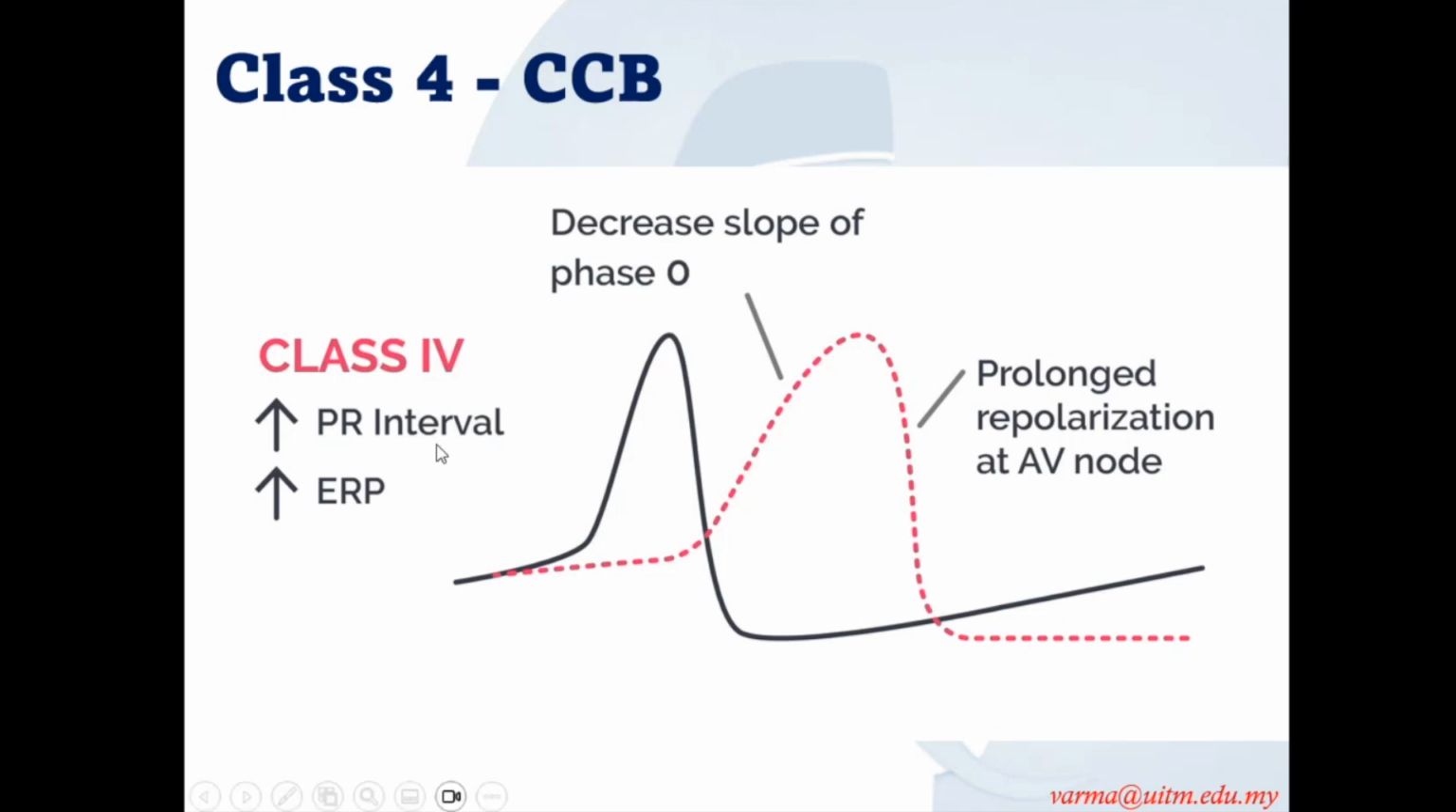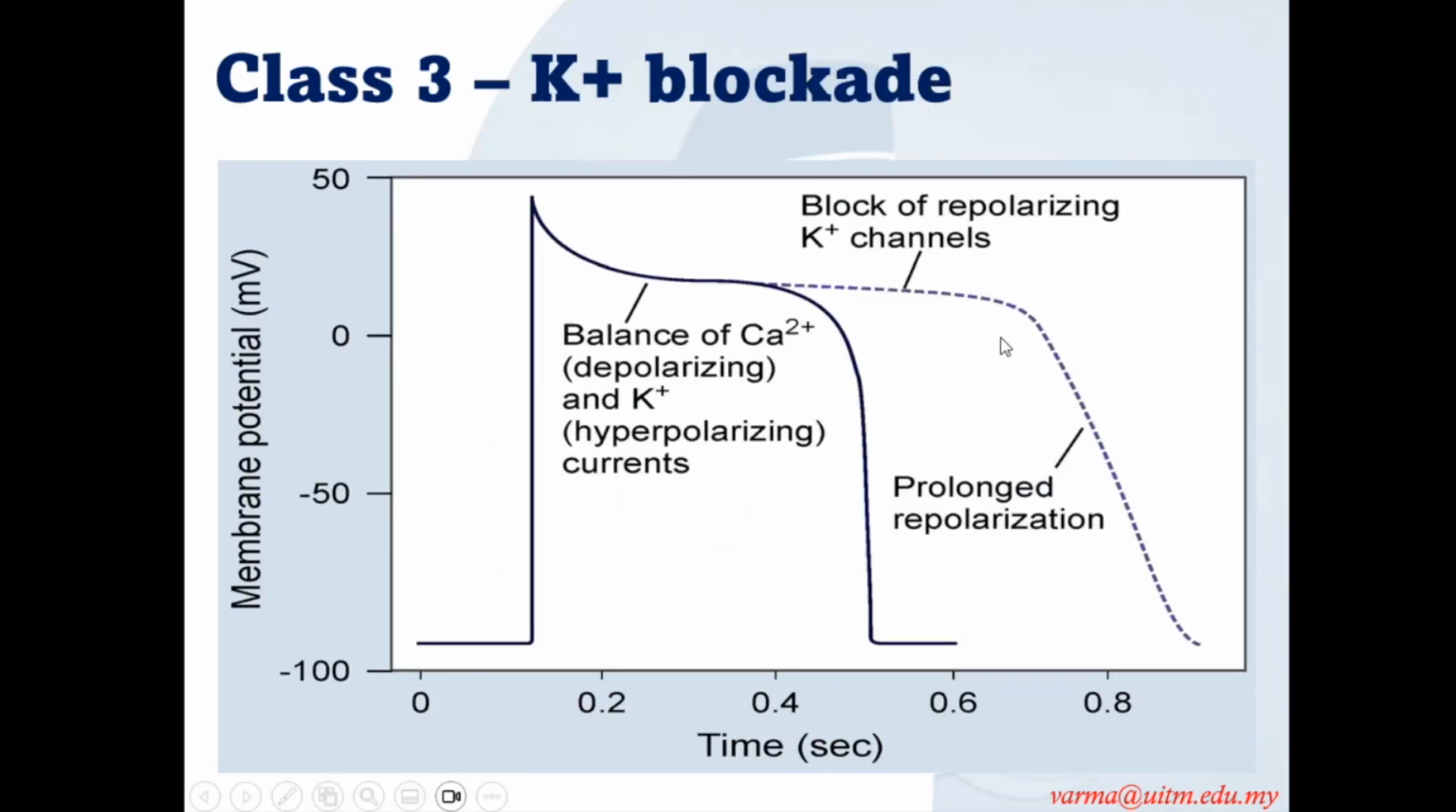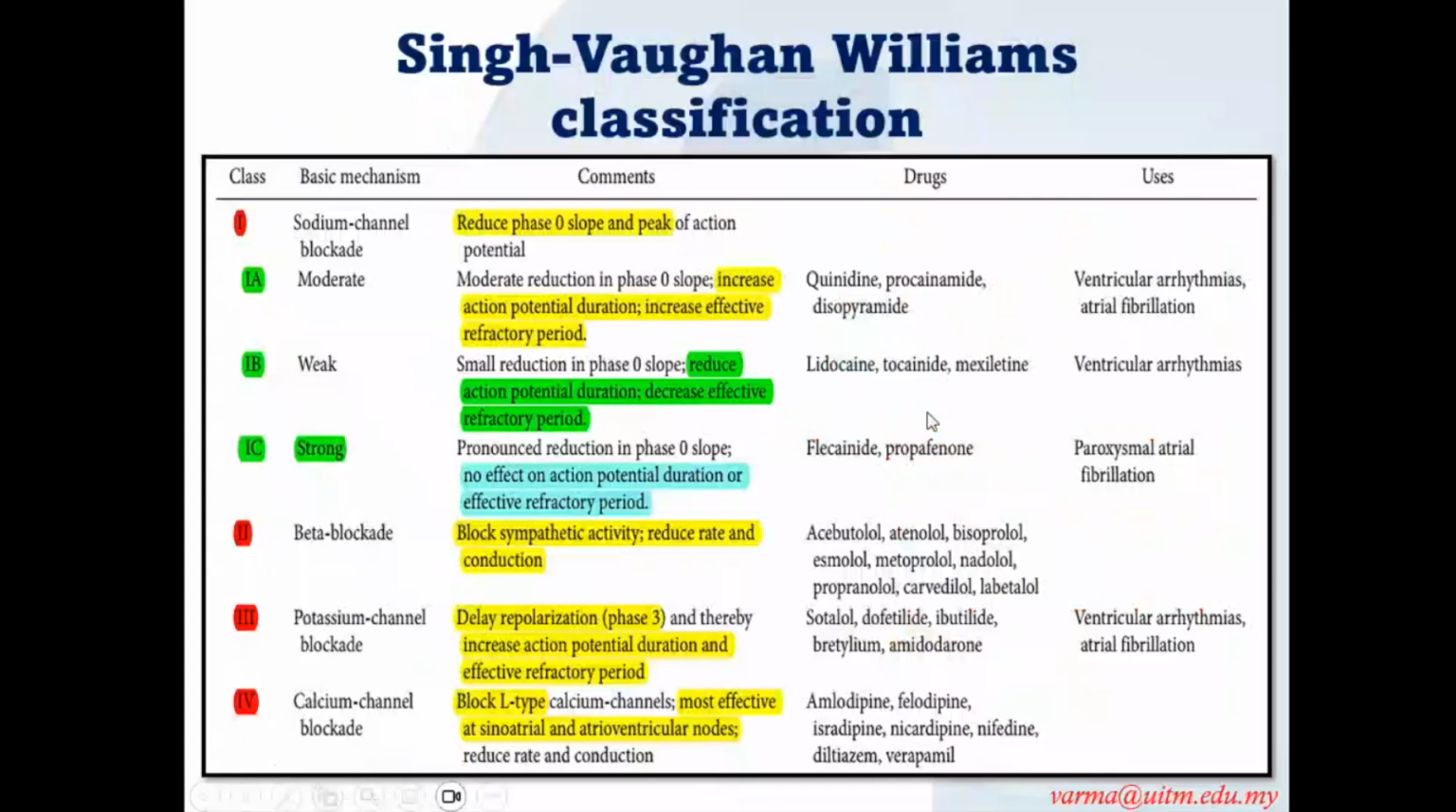So by increasing PR interval and effective refractory period. If you look at it here, we mentioned what they do: block L-type calcium channel, most effective at sinoatrial and atrioventricular nodes. They do affect the cardiac myocyte at phase 2 by blocking the L-type calcium channel, but they're most effective at the sinoatrial and atrioventricular nodes. They affect the nodal pathway, the nodal conduction first.